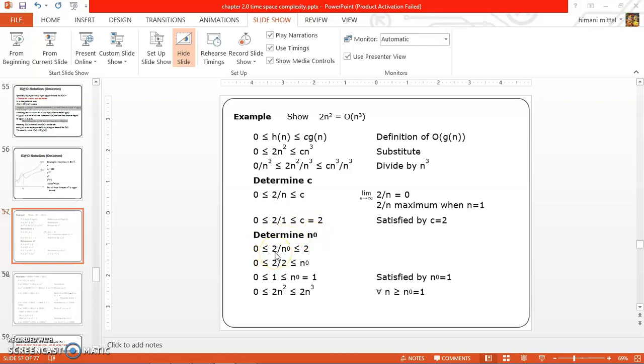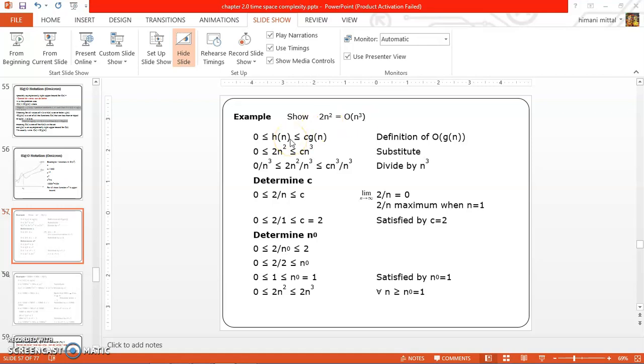n0 is the point after which the f of n will never be higher than the g of n. So this we can estimate by putting the value of C. We can calculate the value of n0, and here it comes out to be 1. So now what this means is 2 of n square is less than or equal to 1 of n cube always for n0 equal to 1.